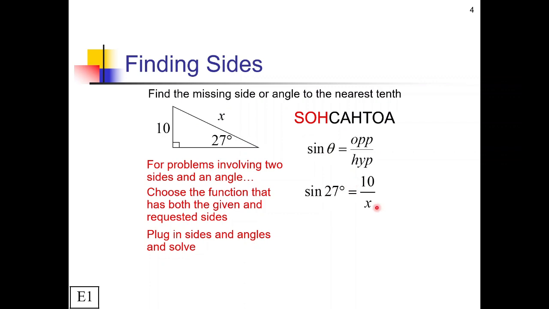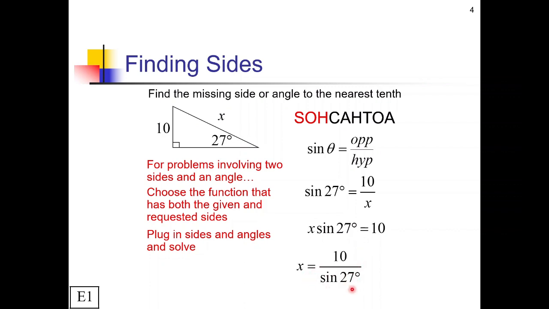And now to solve for x, we can do this in one step if we wanted, or we can take two steps to do it. We need x out of the denominator, so I need to multiply it to the other side here. And then I can divide by sine of 27, and I have to divide by this whole sine of 27 expression.